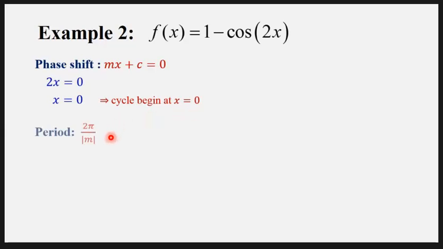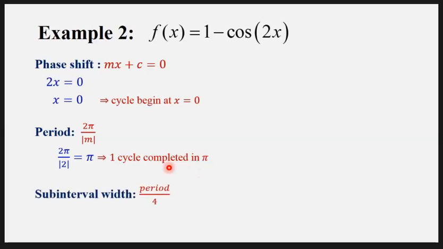Next, we find the period, where we have 2 pi over modulus of m, where m corresponds to the coefficient of x in the brackets. In this case, we have the answer equal to pi, where one cycle of the graph will complete in the length of pi. Next, using this period, we find the sub-interval width, which is the period divided by 4. In this case, pi over 4 is the sub-interval width, which is also the common difference of the x values when we construct the table.